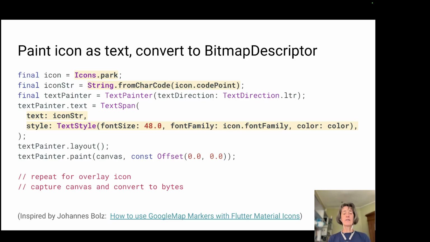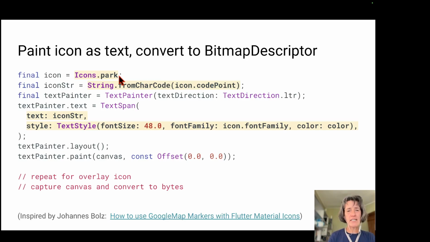And then I got this inspiration from another really awesome blog post that I found quite useful, how to use Google Map markers with Flutter material icons. And what this guy discovered, and I built on top of that, is that you can create your own bitmaps from scratch, and you don't have to actually create it from scratch. You could use a material icon and paint that onto a canvas and then use that as your bitmap. So here I'm using a material icon called park, and that's basically a little tree symbol.